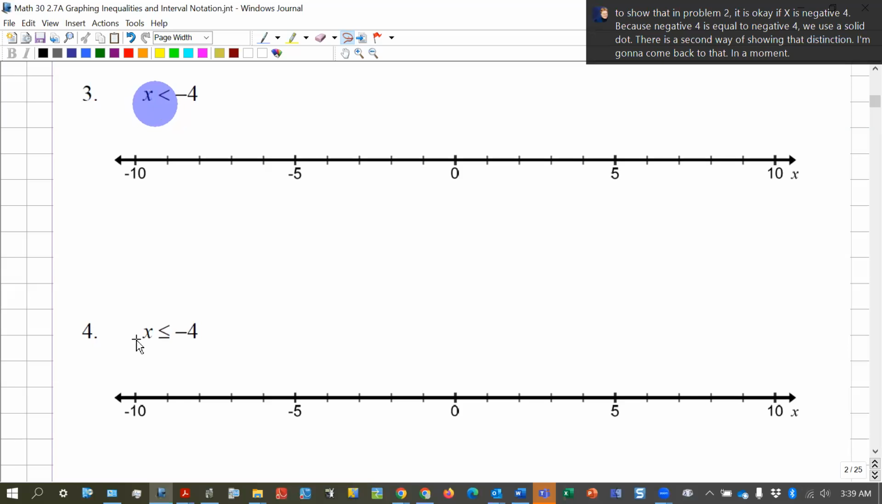In problems 3 and 4, we want all of the numbers that are less than negative 4 in problem 3. So we want all of the numbers that are to the left of negative 4 in problem 3. And in problem 4, we want all of the numbers that are less than negative 4 or equal to negative 4. So we want all of the numbers that are to the left of negative 4 or possibly equal to negative 4.